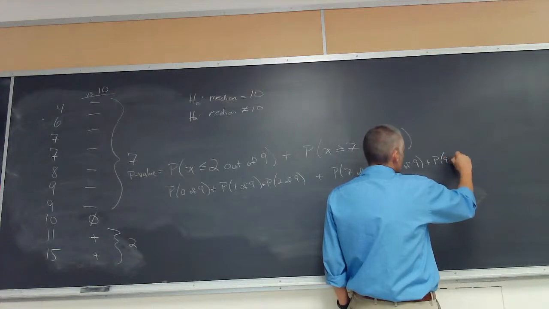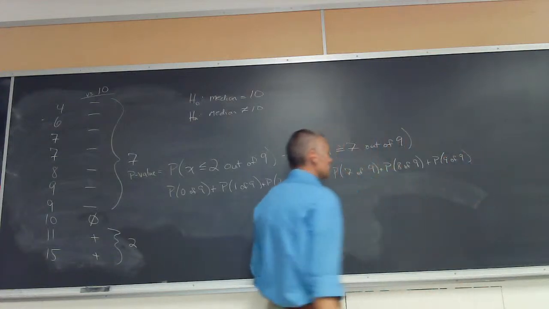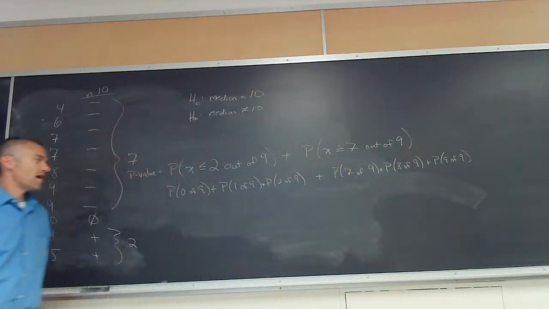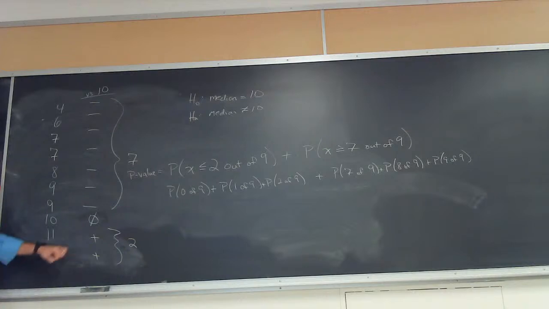And this assumes that we have an equal probability of having pluses or minuses, because we're assuming that our actual median is equal to 10. So if our actual median is equal to 10, we should have approximately the same number of pluses and minuses. And this gives us our p-value.